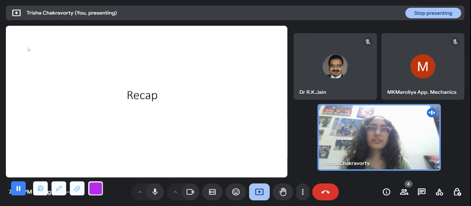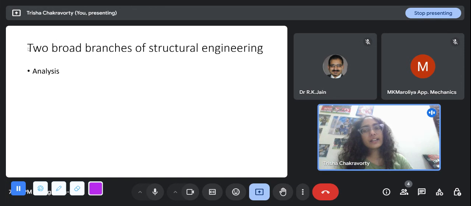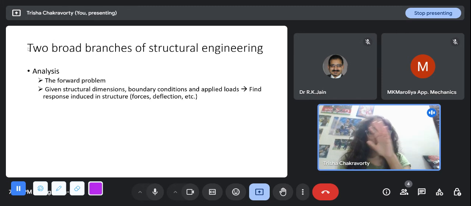In the first week, we looked at the material steel that we are studying in this course. There are two broad branches of structural engineering: analysis and design. Analysis is the forward problem, where we are given the structural dimensions, the boundary conditions and the applied loads, and we have to find the response induced in the structure, the forces, the stresses, and the deflections and strains, like that we have studied in structural analysis in second year.